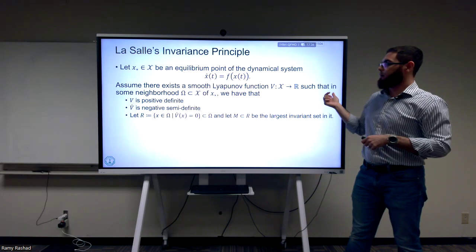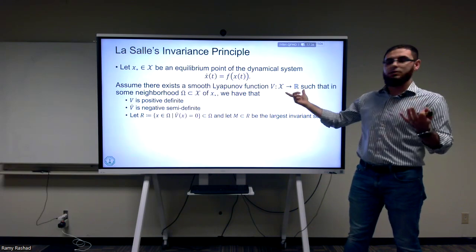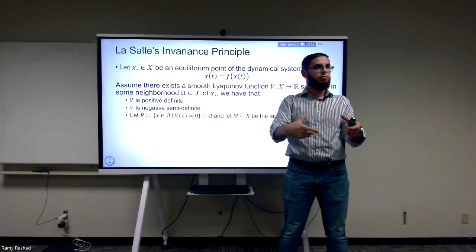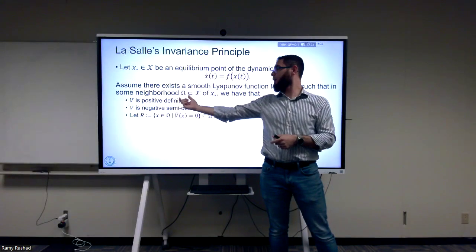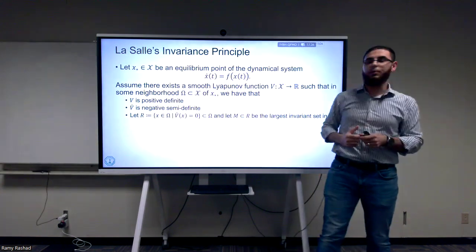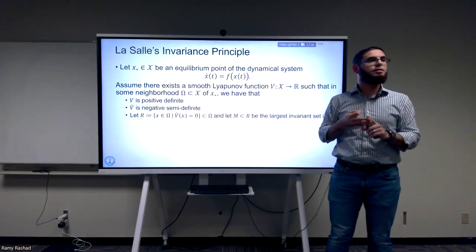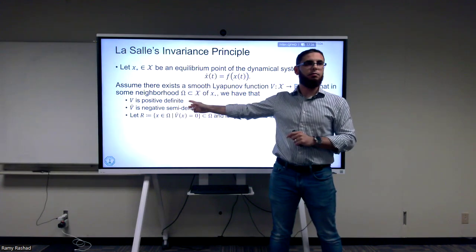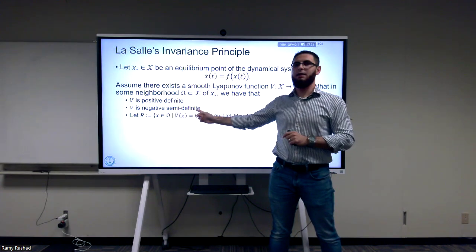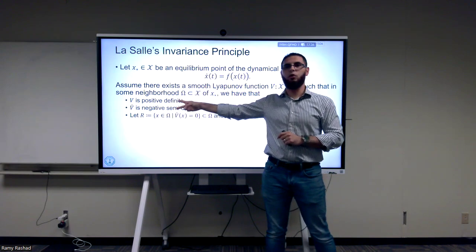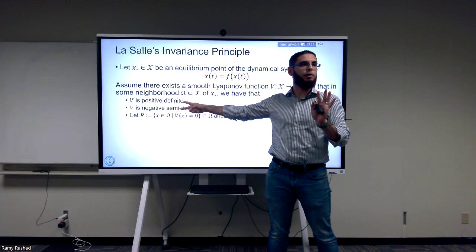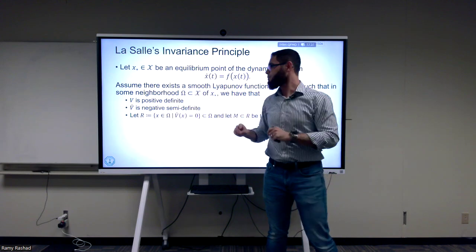We have this smooth function V of X such that in some neighborhood of this equilibrium point in the state space, which we're going to call capital omega, we have these 3 conditions. The first one, V is positive definite. The second one, V dot is negative semi-definite. With only these 2, what do we conclude? The equilibrium point is a stable equilibrium point and nothing else.